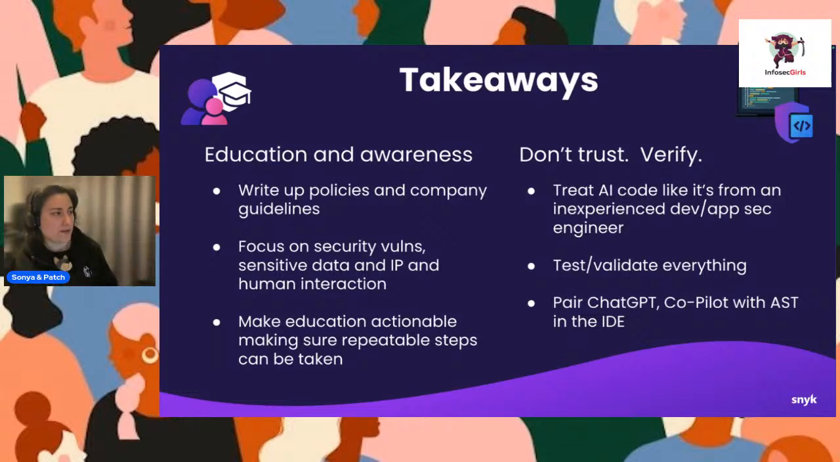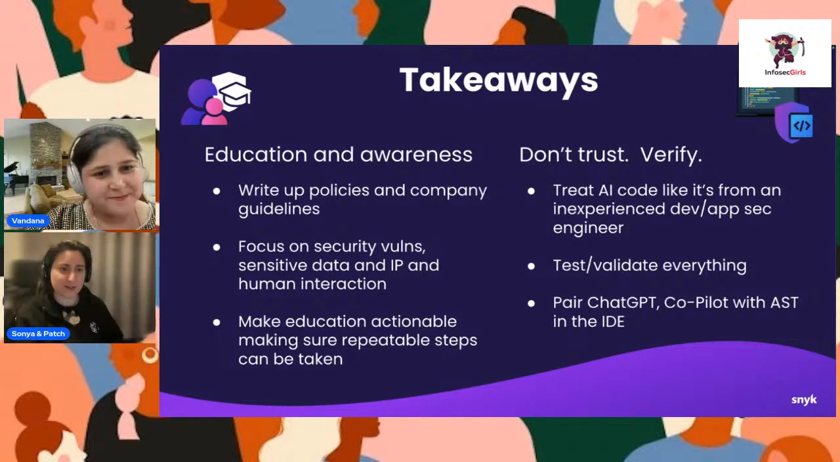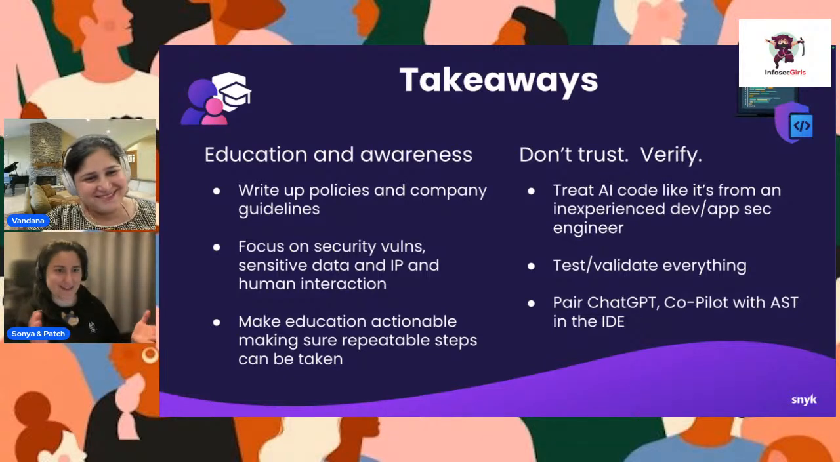The other one, don't trust, verify. So treat the AI code like it's from an inexperienced developer, an application security engineer. And you've seen it. It's great actually, because when I was prompting to develop those functionalities, you've seen it with Vandana, we wrote 5 functionalities in 45 minutes or so. So it helps improve productivity and being more efficient. And the functionality was there. Actually, I could search, I could upload the picture, so everything was working fine. It's just we had to test and double check everything.